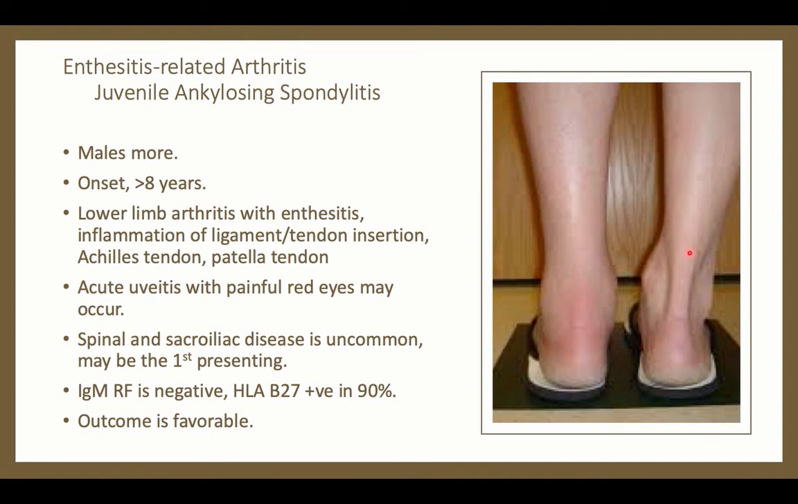This is the normal Achilles tendon inserted here in the calcaneus bone, and this is the inflamed joint that is enthesitis related. We have inflammation at the site of insertion of the tendo-Achilles with swelling, as you can see, and redness, hotness, and limitation of movement. This affects males more, especially after 8 years of age. Lower limb arthritis with enthesitis, inflammation of the ligament and tendon insertion, is common; the tendo-Achilles and patellar tendon are commonly affected.